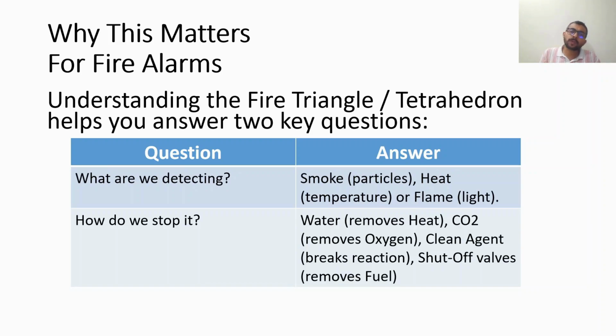Now, how do we stop it or how do we suppress it? In order to stop it, there are various elements. For example, in order to remove the heat, we can use water. We can discharge water towards the fire. In order to remove the oxygen, we can discharge CO2, carbon dioxide. In order to break the reaction, we can use the clean agent gases or the multi-purpose dry powder extinguishers. And in order to remove the fuel, we can shut off the valves. This is an example of how to suppress the fire.